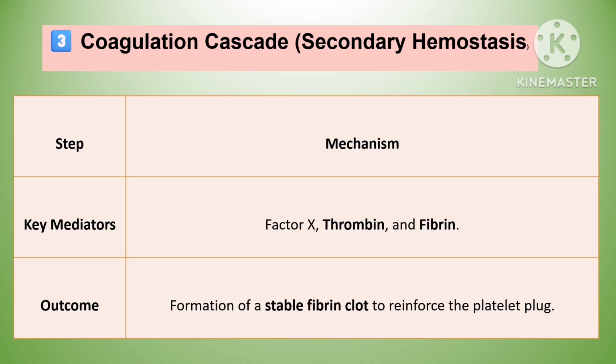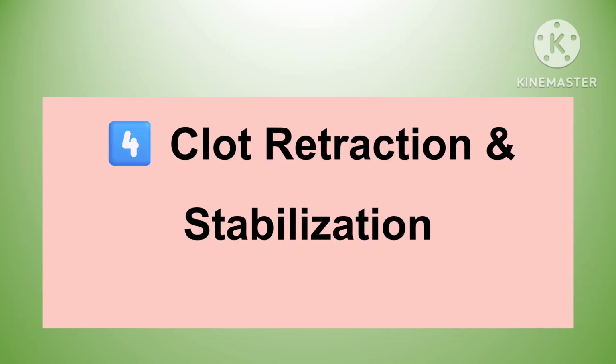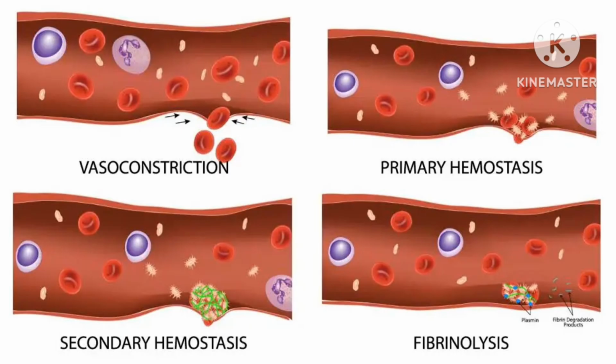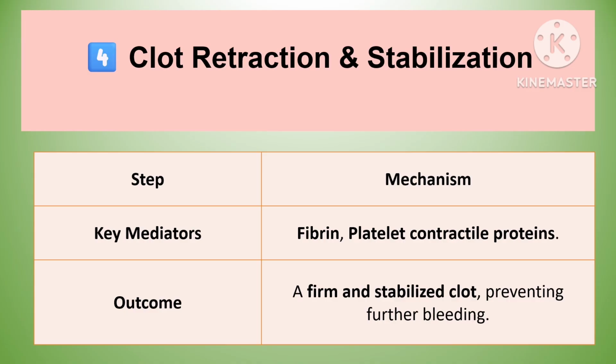Following this is the clot retraction and stabilization phase, where the clot, once formed, needs to be strengthened and stabilized. Platelets contain actin and myosin, which contract and tighten the clot, reducing its size. This brings the wound edges together, helping in tissue repair.